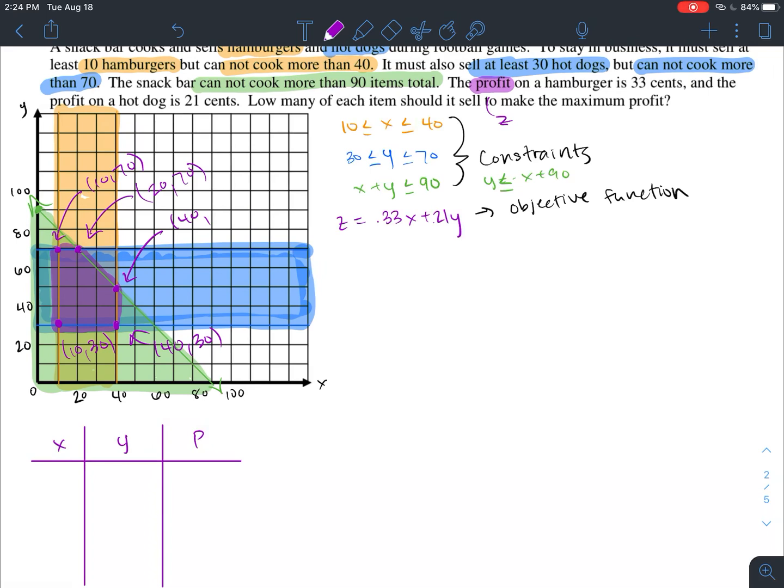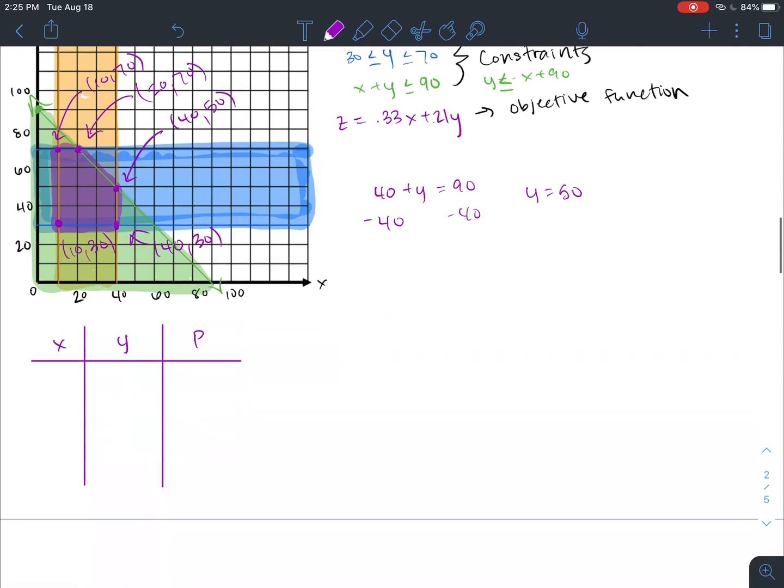So whenever x is 40, we want to see where the orange and the green line intersect. If we plug 40 into our green equation, we should get that. So 40 plus y is equal to 90. If we minus 40 and minus 40, we have y is equal to 50. Just like that.